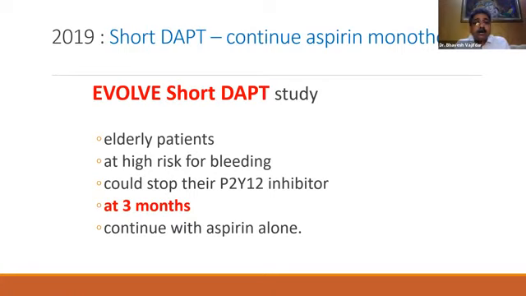This is a trial called the EVOLVE Short DAPT study. Here they took elderly patients who were at a high risk for bleeding. At the end of 3 months, they stopped the P2Y12, that means either clopidogrel, prasugrel, ticagrelor, or whatever they were taking. So the second agent was stopped at 3 months and only aspirin was continued. And they found that this was quite a safe strategy.